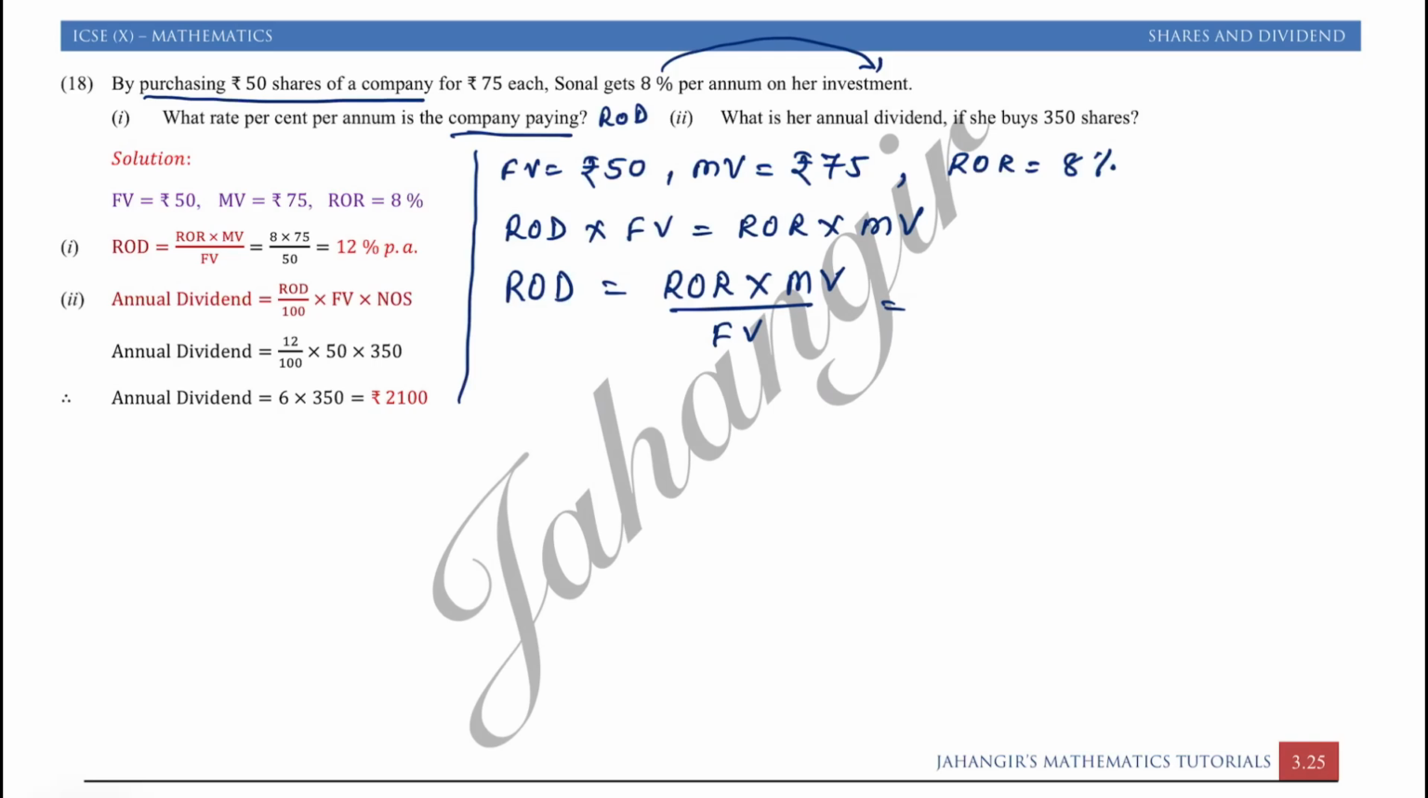So ROR is 8% upon MV is 75, whole upon face value is 50. We can cancel out: 25 2s are 50, 25 3s are 75, 2 1s are 2, 4 3s are 12%. So 12% per annum. Because here they say what percent per annum, that's why you have to write percent per annum. Now this is the first question.